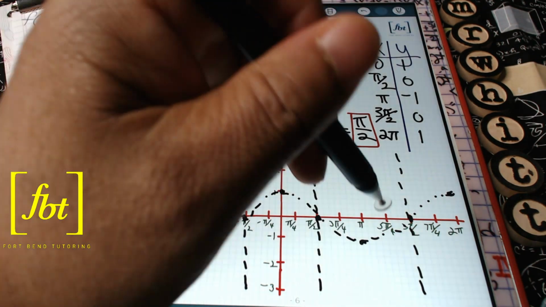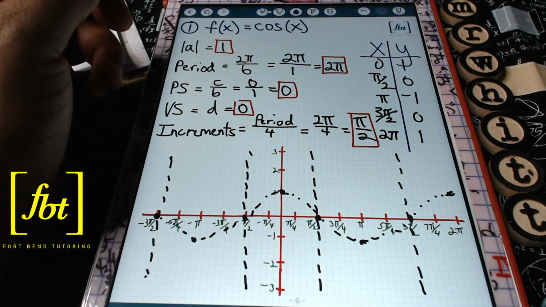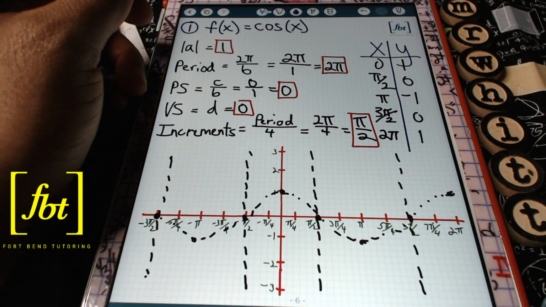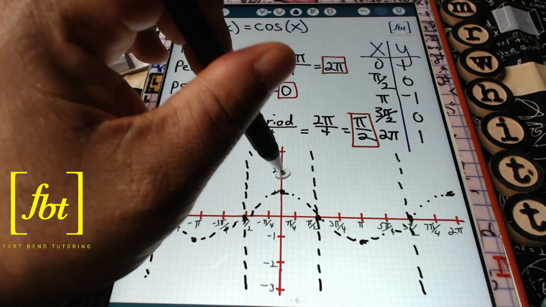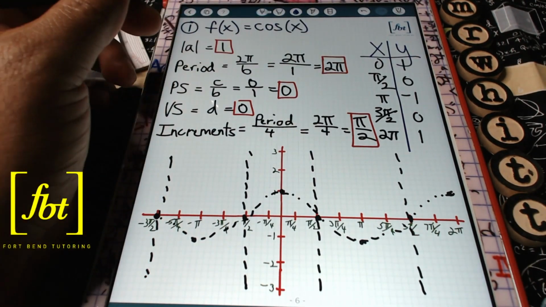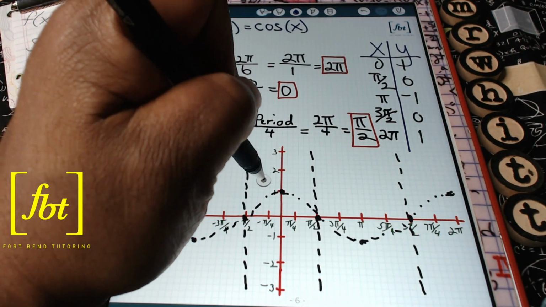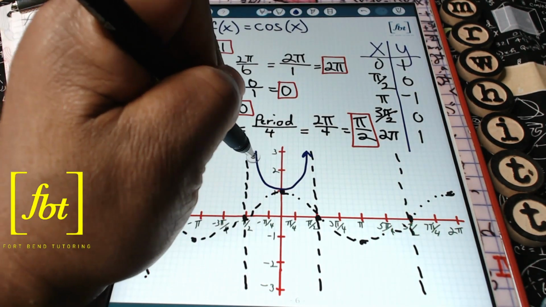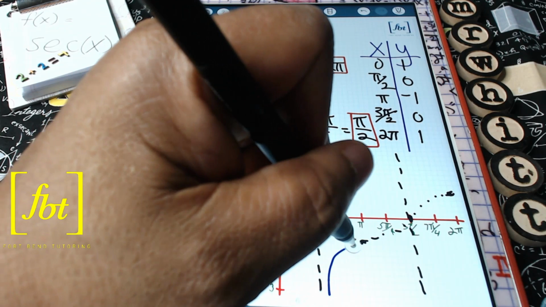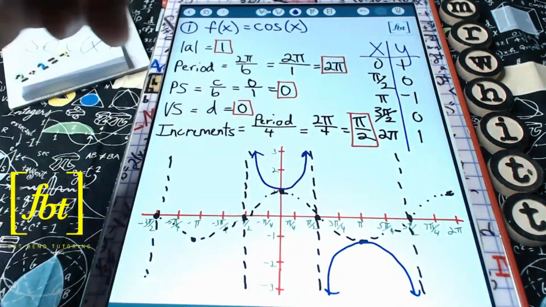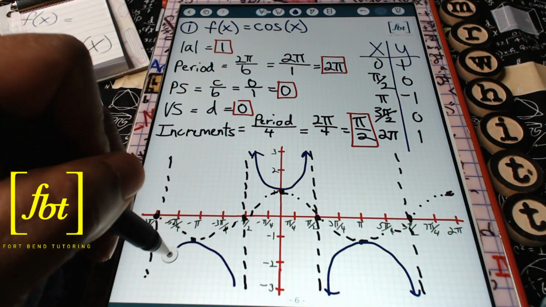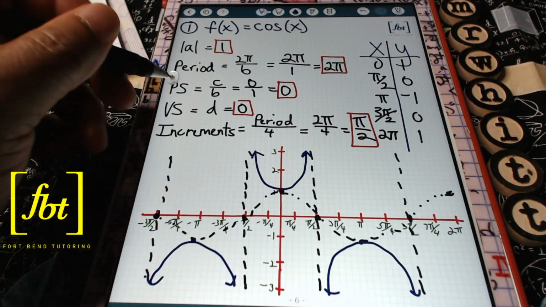Everywhere you have a peak and a valley, you're going to be drawing a parabola that has a common point with the peak or valley between the two vertical asymptotes. So that means that I'll have a parabola set up here. I'll also have a parabola set up here. And it just continues in this fashion into infinity.